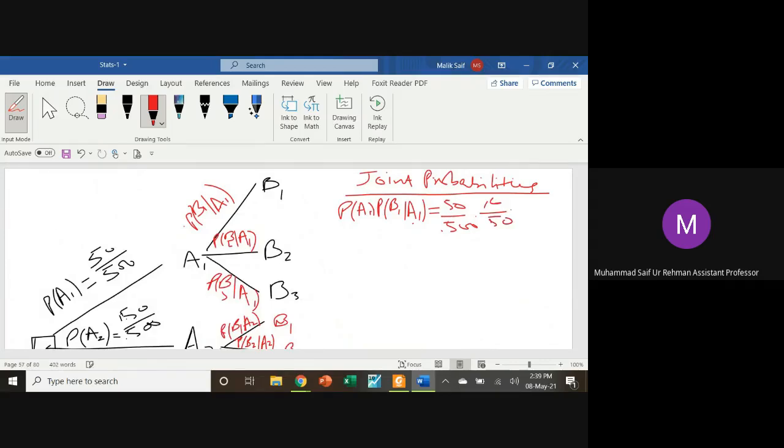50. And when you multiply these two, 50 will be cancelled out with 50 and you will remain with 16 divided by 500. Understand? Fine.